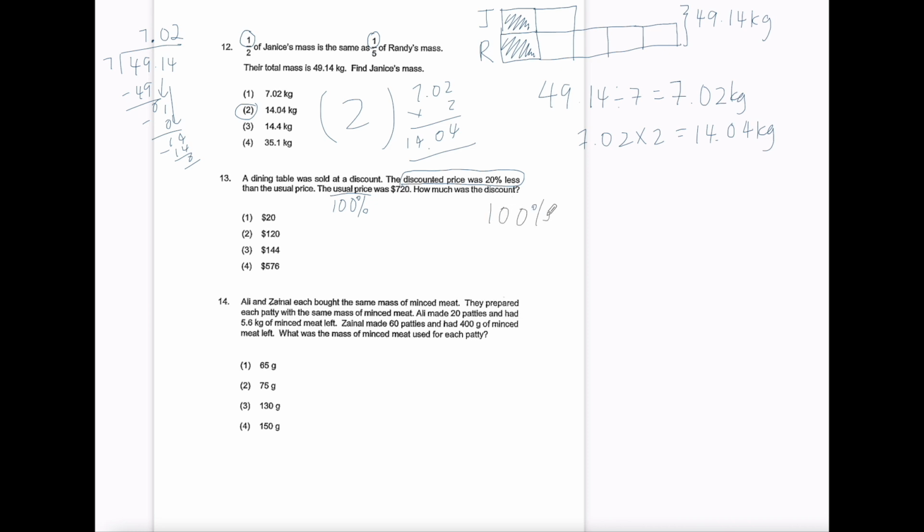So 100% equals to $720. Okay, so 20% is how much? Let's find out what's 10% first. Okay, so from 100 I get 10.